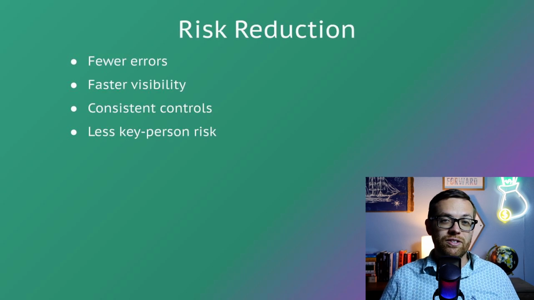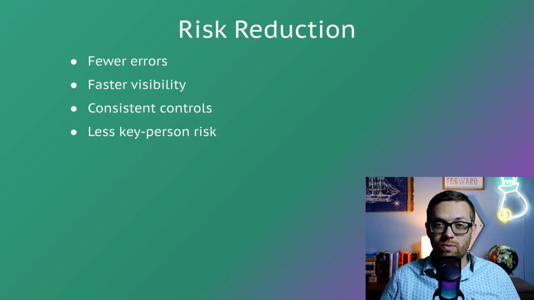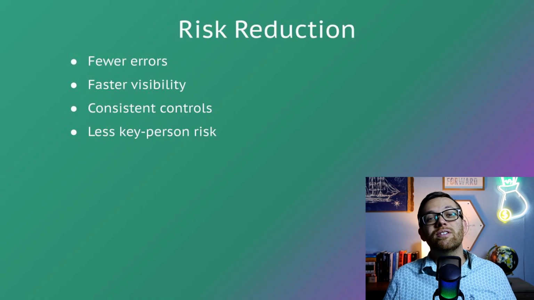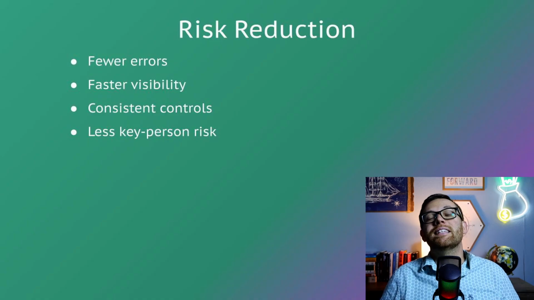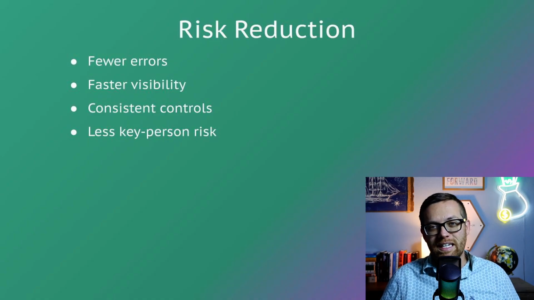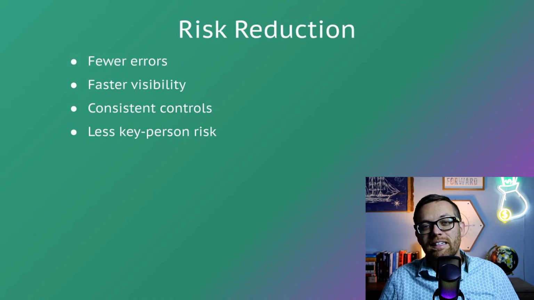People love to sell automation as time savings, and time savings do matter. But in Treasury, the real value is in risk reduction, because manual processes introduce errors. Delayed visibility introduces risk. And tribal knowledge? Well, that creates key person dependencies. And automation can help you reduce all 3, with time savings as an added side effect.